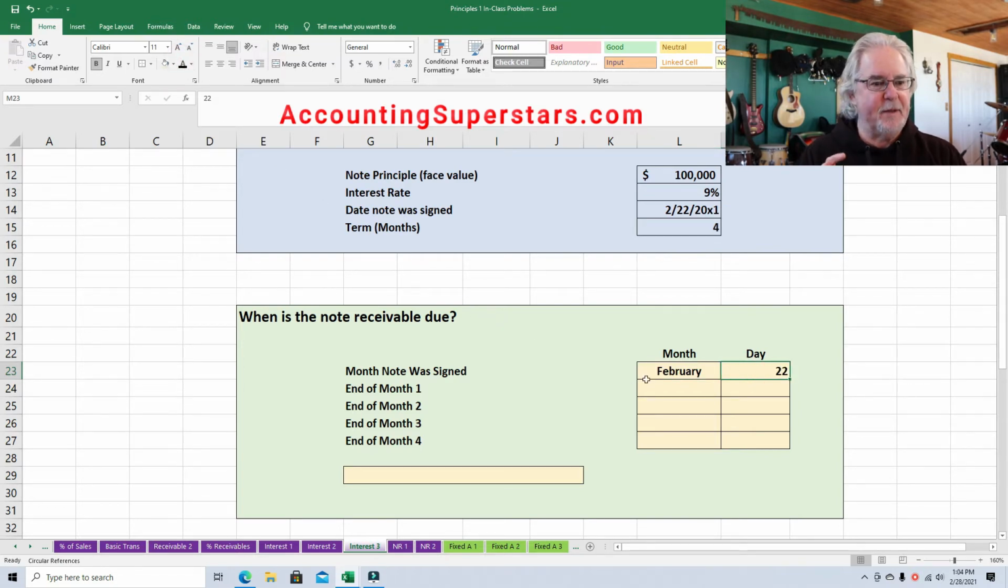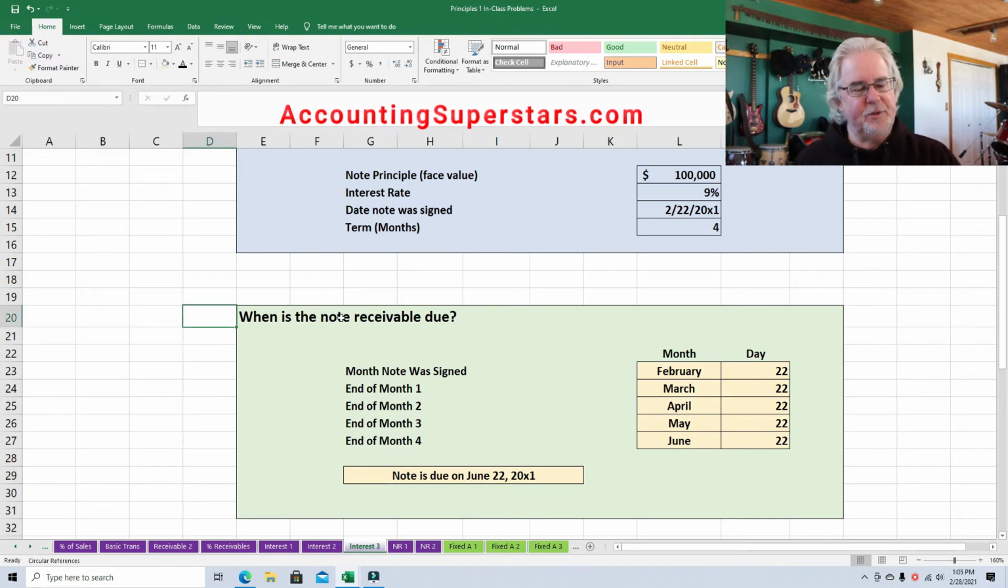So after 1 month has gone by, that'll be March 22nd. And when 2 months have gone by, that'll be April 22nd. And when 3 months go by, that'll be May 22nd. And we finally come down to the last month because the duration of this note is 4 months. So April, May, June. Let's go down here to June. And so the note is going to be due on June 22nd. So there's the due date. I'll put it right here in this box. The note is due on June 22nd, 2000X1.